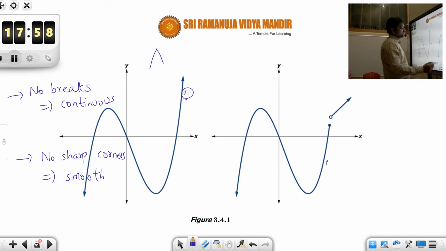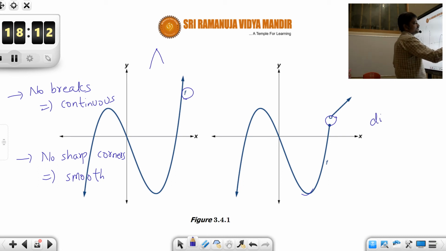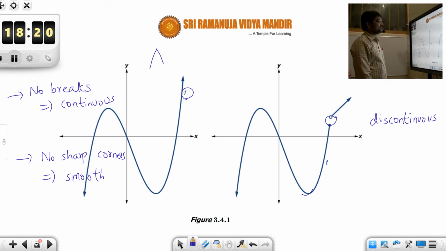And look at this graph. Here again, are there any sharp points? No. But here you can find that there is a break. If there is a break, we'll say that the function is not continuous, or the function is discontinuous. What do we mean by saying the function is discontinuous? That there is a gap when you try to draw the graph. Okay.